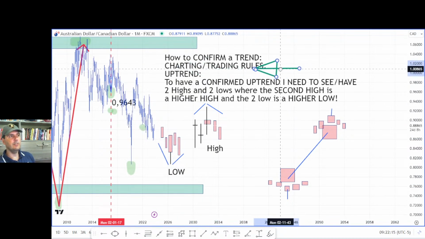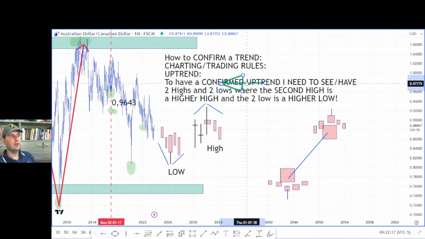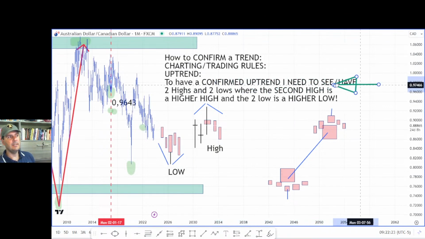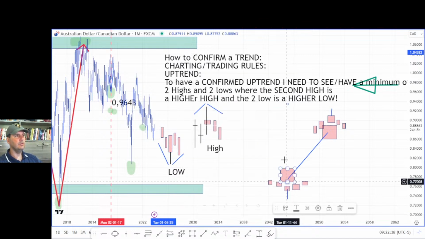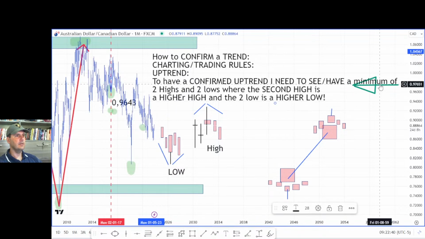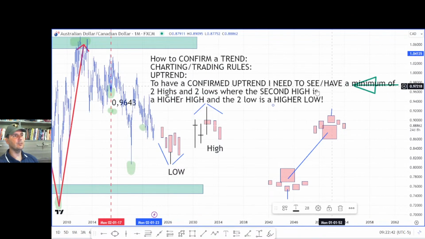Boss, I don't know. Read the rule. To have a confirmed, keyword, confirmed uptrend, I need to have 2 highs and 2 lows. Even better, I need to have a minimum of, could be more, I need to have a minimum of 2 highs and 2 lows.